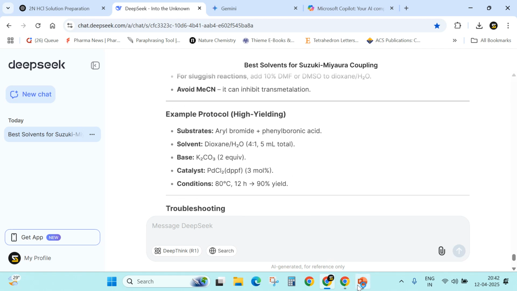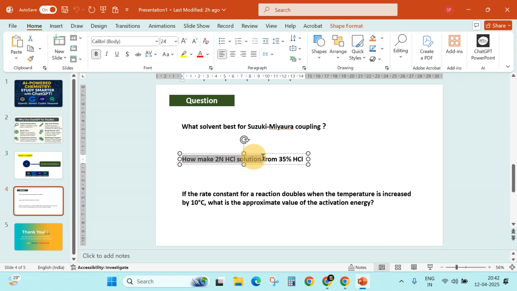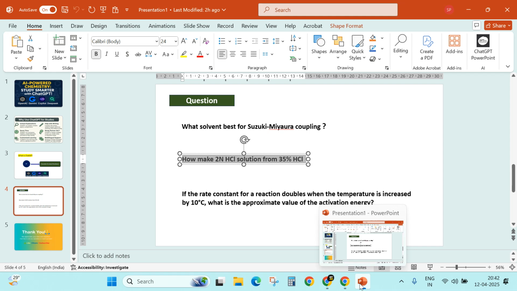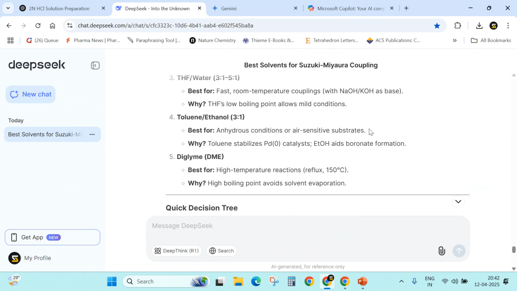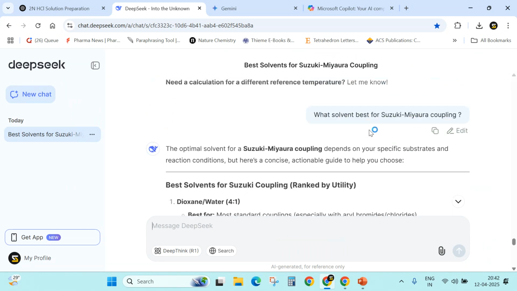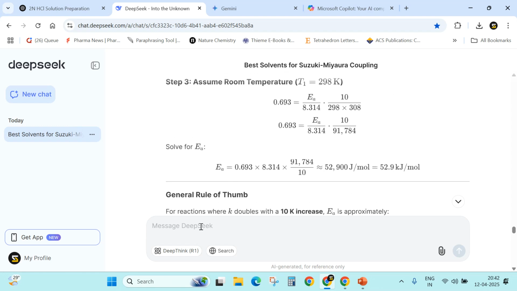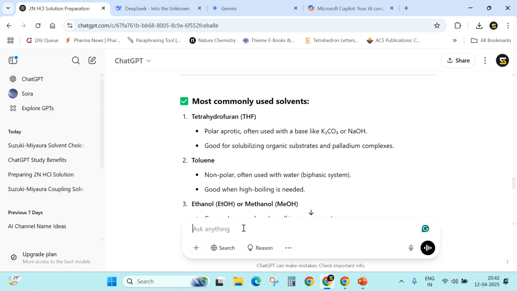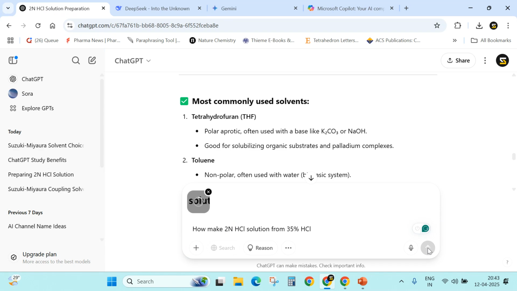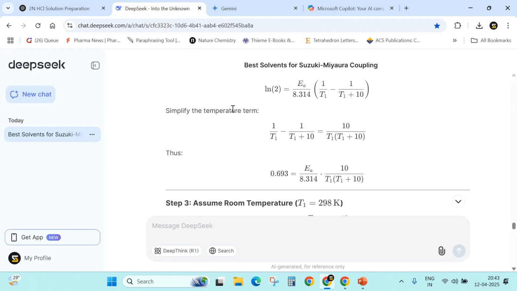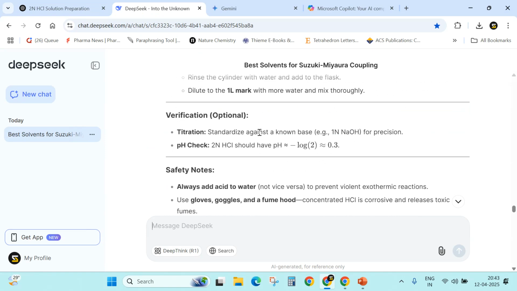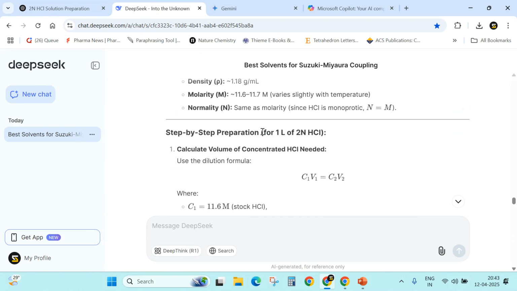So let's ask the second question. The second question is how to make 2 normal HCl solution from a 35% solution. It takes time to load the answer, so I have already run this before the video because it helps to save time.